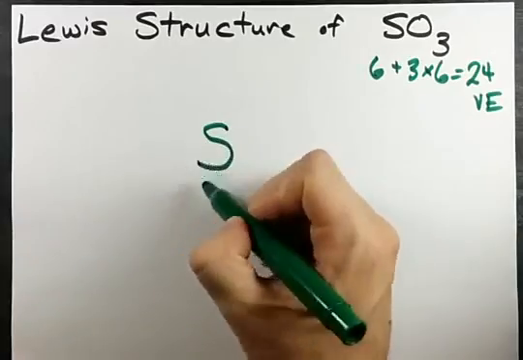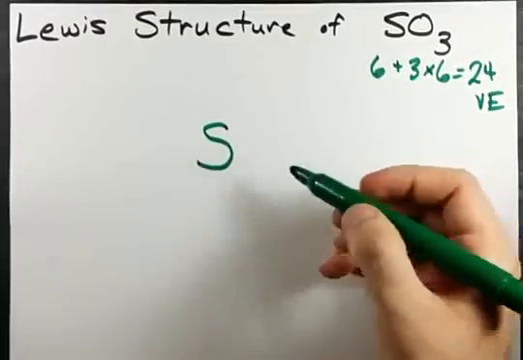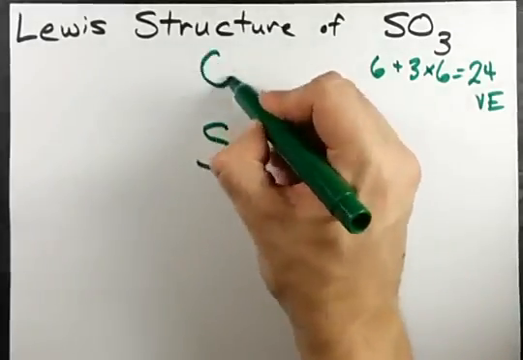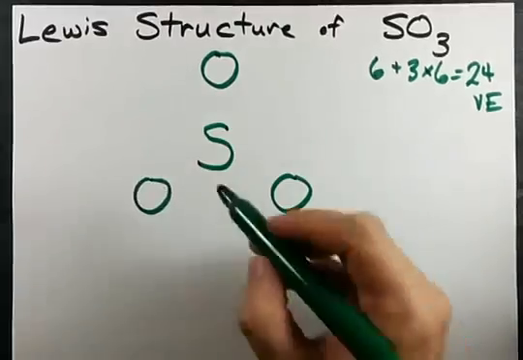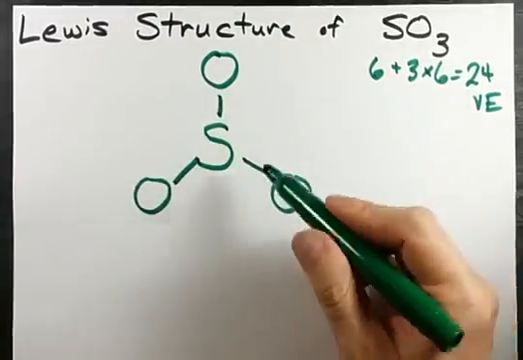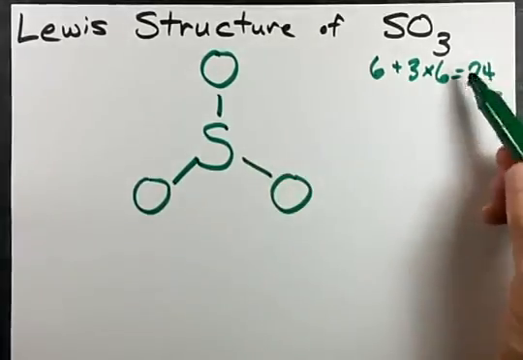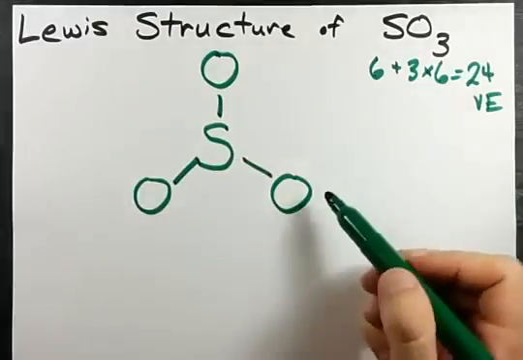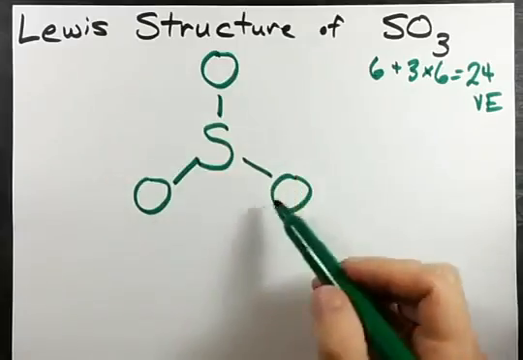Which atom goes in the center? The atom with the lowest electronegativity, which is often the atom that can make the highest number of bonds. So there's my sulfur in the center. Here are my 3 oxygens around it. I'm going to make connections between all of them, single bonds. That cost me 6 electrons. 24 total, so I still have to put 18 down. Anyways, 2, 4, 6 electrons in my structure.